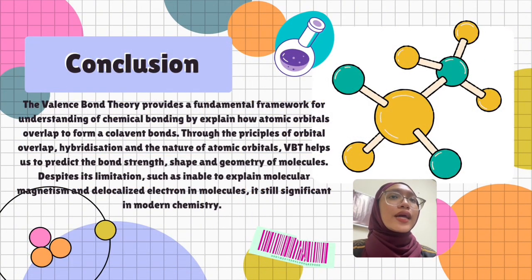Valence bond theory provides a fundamental framework for understanding chemical bonding by explaining how atomic orbitals overlap to form a covalent bond. Through the principle of orbital overlap, hybridization, and the nature of atomic orbitals, VBT helps to predict the bond strength, shape, and geometry of molecules. Despite its limitations, such as being unable to explain molecular magnetism and localized electron bonding in molecules, it is still significant in modern chemistry.